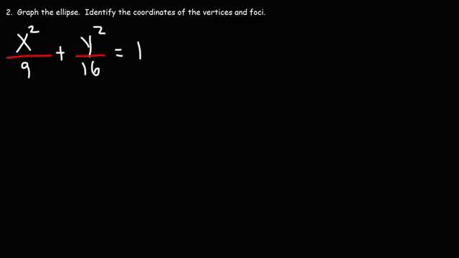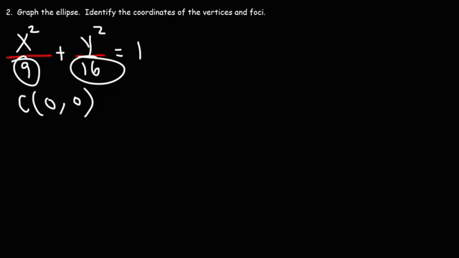So the first thing we should do is identify the coordinates of the center. There's no h or k for this problem, so the center is going to be the origin. It's (0, 0). Next, we need to determine our a squared value. Is it 9 or is it 16? a squared will be the larger of the two numbers. 16 is greater than 9, so a squared is 16.